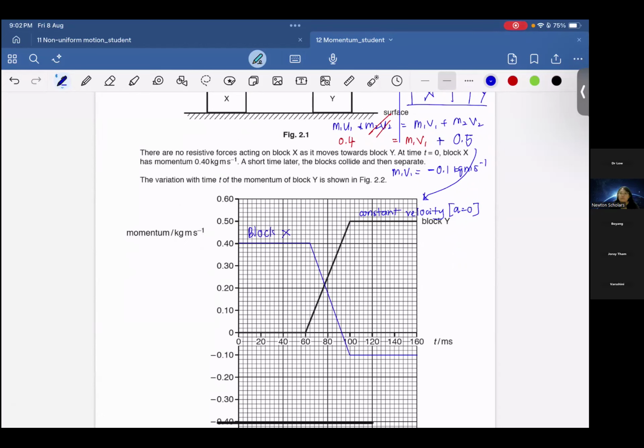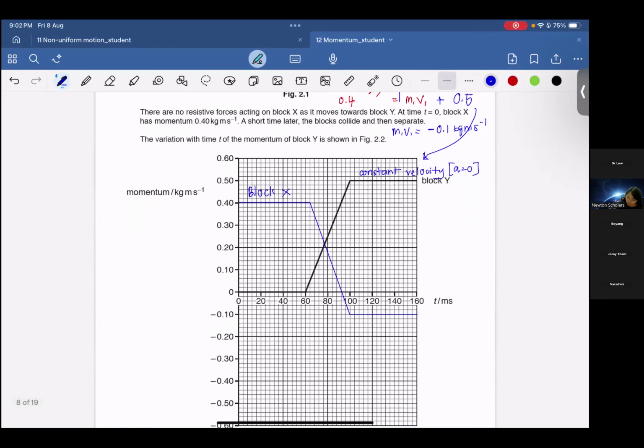Okay, so 60 milliseconds here is before collision. Then until 100 milliseconds here, this one is during contact. Okay, the contact. So from here to here is after collision.